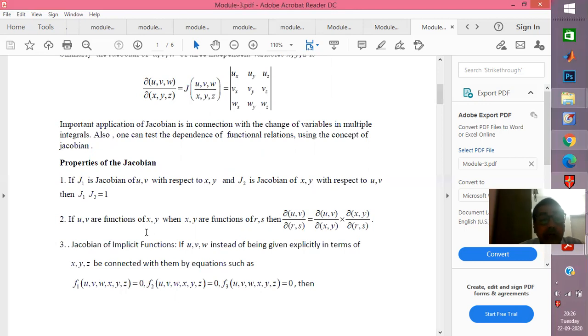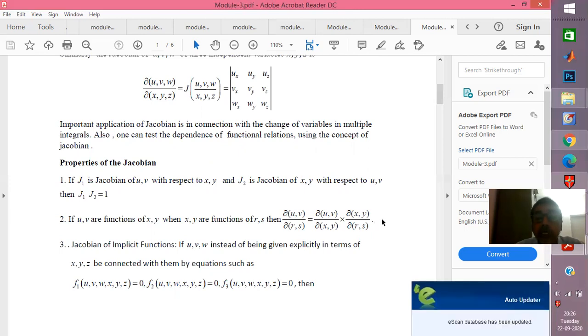Then comes the chain rule. If u and v are functions of x and y, and further x and y are functions of r and s, then dou uv by dou rs will be dou uv by dou xy into dou xy by dou rs. So this is what is called the chain rule, with x and y being called the intermediate variables.